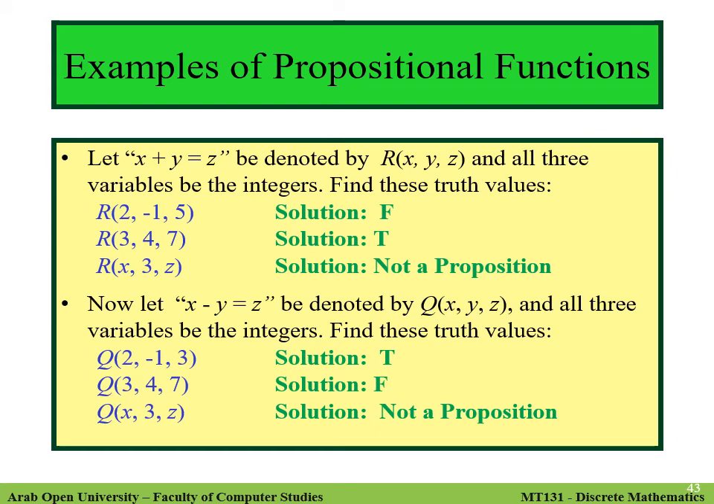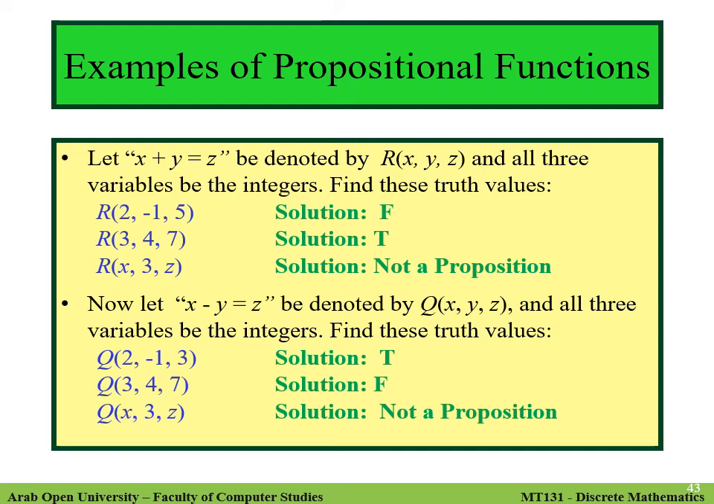The first value, at x equal 2, y equal -1, and z equal to 5, this is just 2 minus 1 equals 5. This is, of course, a false statement. The second one, R(3, 4, 7), means 3 plus 4 equals 7. This is a true statement. The third statement, R(x, 3, z), is not a proposition because the values of x and z are not determined.